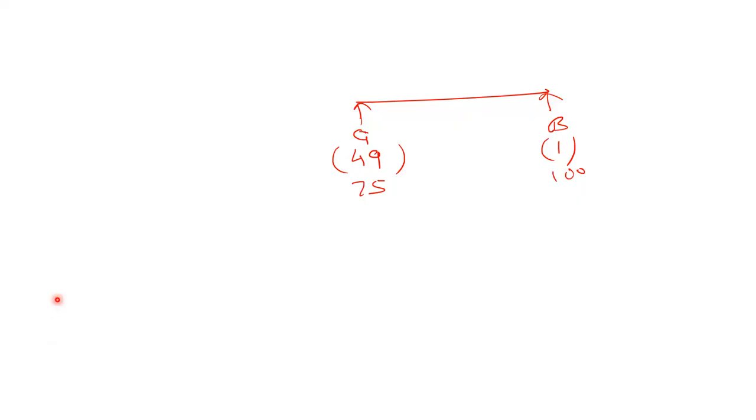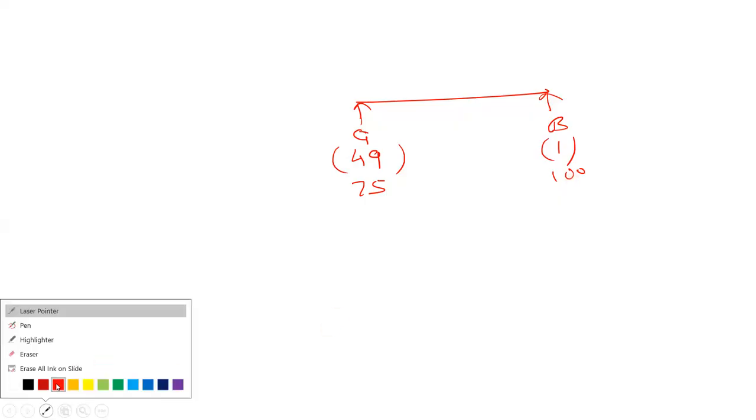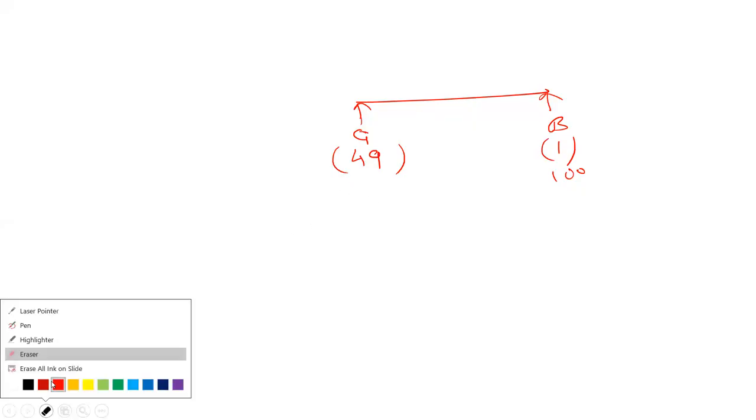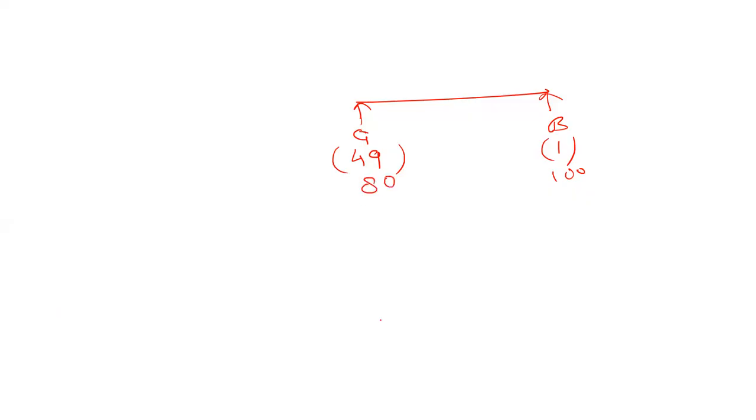Did you get this scenario? There are a total of 50 students in the class. Out of those 50 students, 49 are girls and one boy. On a maths exam, the average of these 49 girls is 75, and there is a single boy who had 100. Correct? So now can you tell me what will be the average of the entire class? First of all, let's slightly modify this so that things are clearer. Let's take 80 as the average.